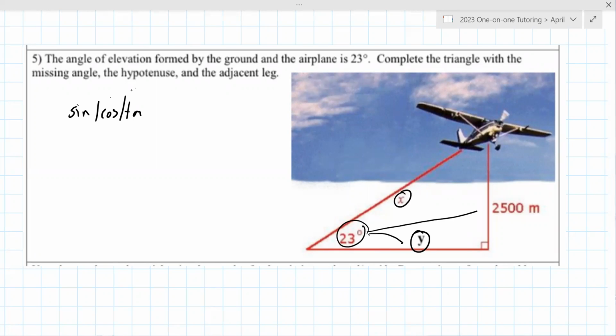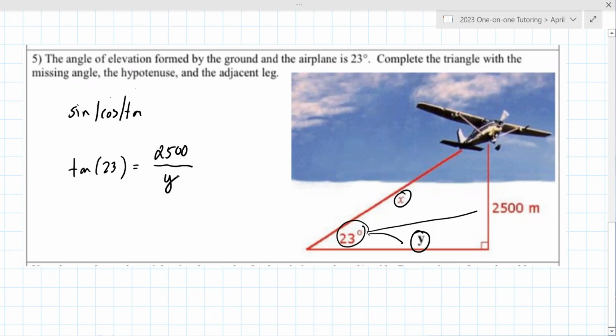Cosine. Cosine is adjacent over hypotenuse. Wait, no, tangent. All right, so tangent of 23 equals opposite over adjacent. What is the opposite? What is the adjacent in this case? Opposite is 500, and adjacent is Y.